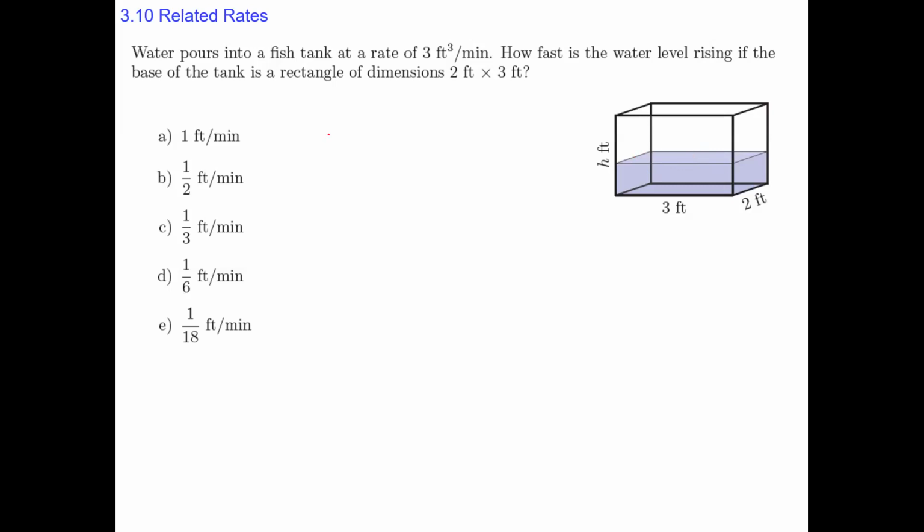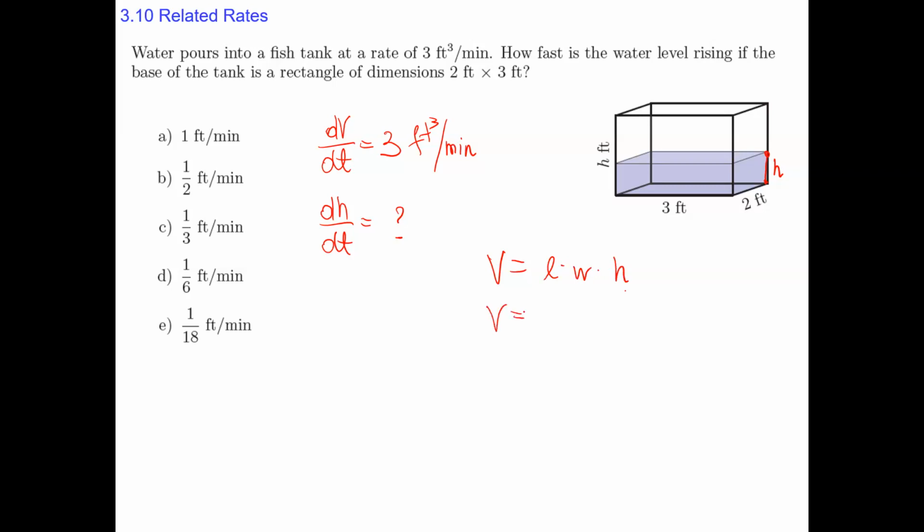That means this volume, the rate of change of the volume with respect to time of that purple water, is changing with 3 cubic feet per minute, okay? How fast is the water level rising? That means this is height. We're looking for dh/dt, okay? So we need the relation between V and h, and this will be just the formula for the volume, length times width times height. Length and width are not changing.